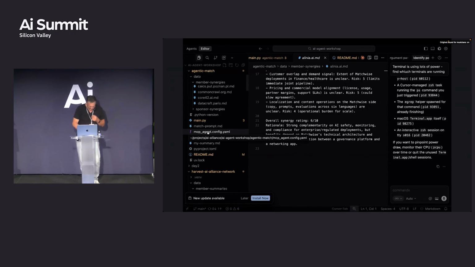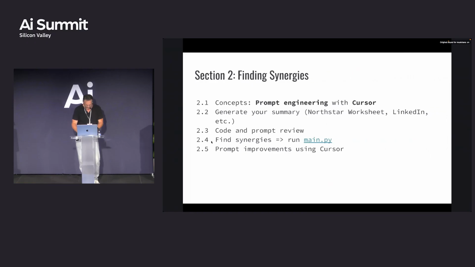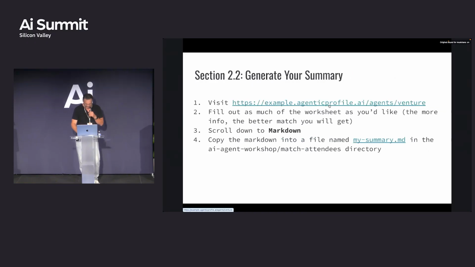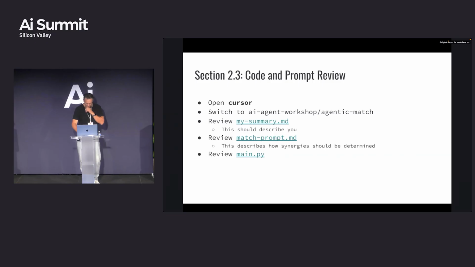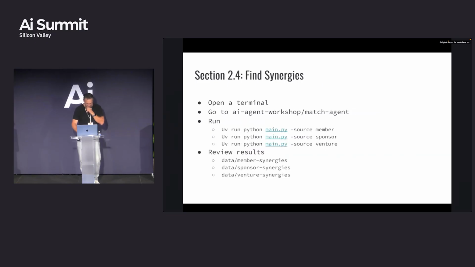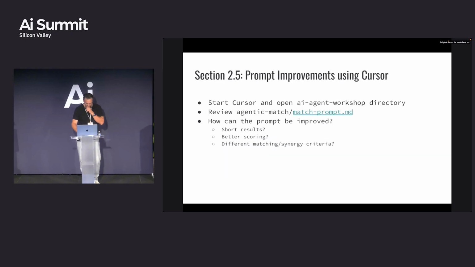I think that's largely on this side here. So that was our finding synergies part. And I think we basically did all these sections. You already walked them through. You generate your synergy from Agentic Profiles, one of the places there, and copy the markdown. We already did this. I think we're largely there. I walked through all this stuff. And then the same thing down here.